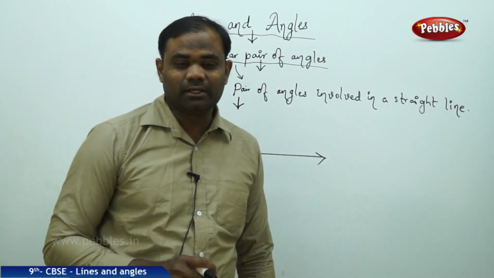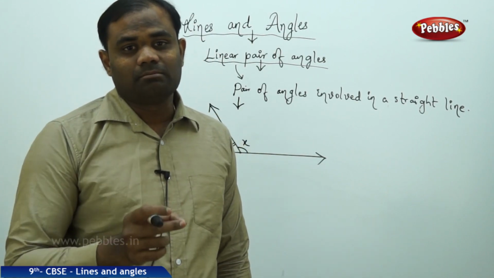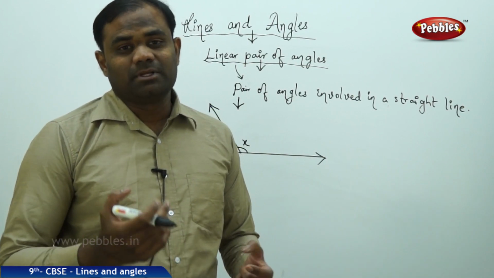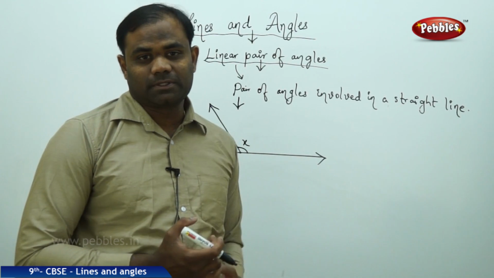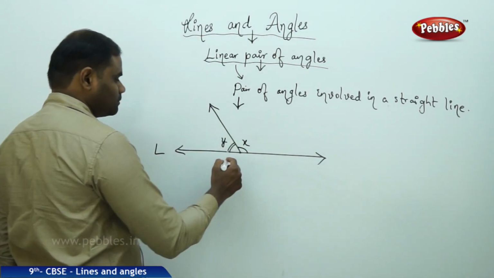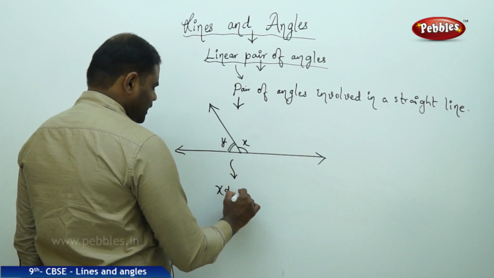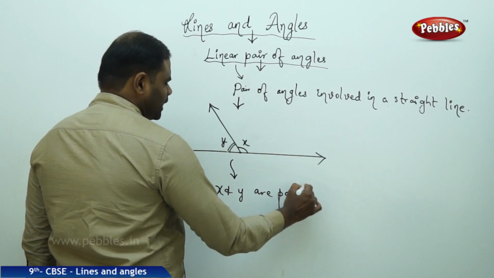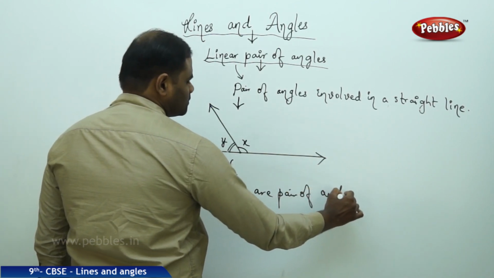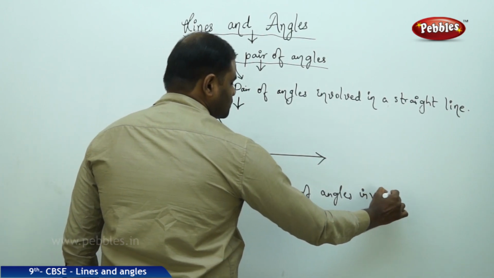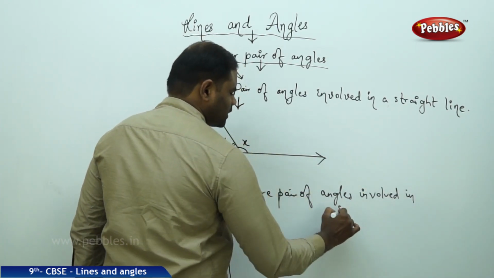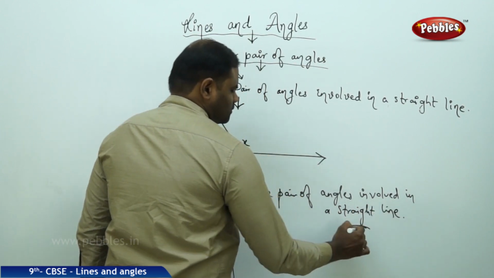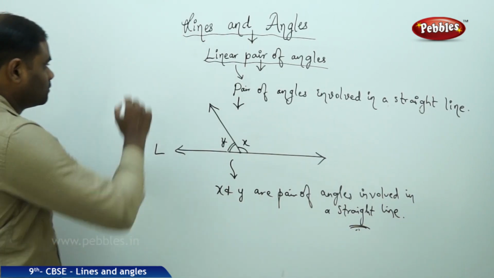That means for the pair of angles to be linear pair, the sum must be 180, or the angles must be supplementary angles as learnt in the previous case. Therefore, clearly I see here that X and Y are pair of angles involved in a straight line.